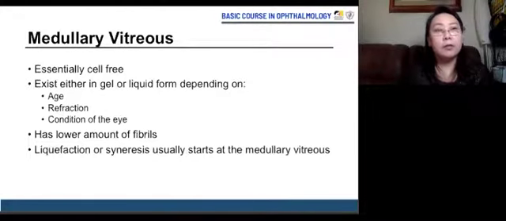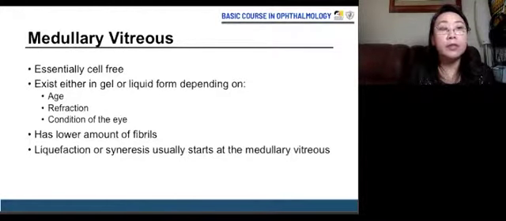The medullary vitreous, however, is essentially cell-free. It exists either in gel or liquid form depending on age, refraction, and condition of the eye. It has a lower amount of fibrils, and liquefaction or syneresis usually starts in the medullary vitreous.